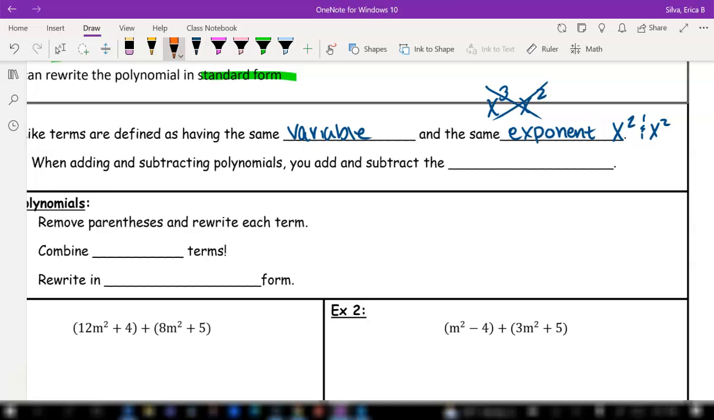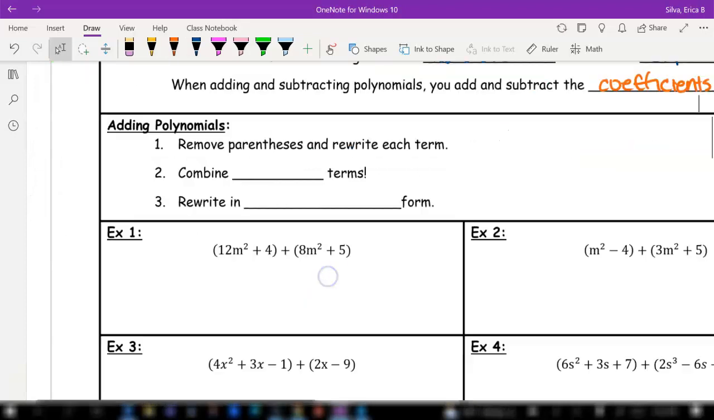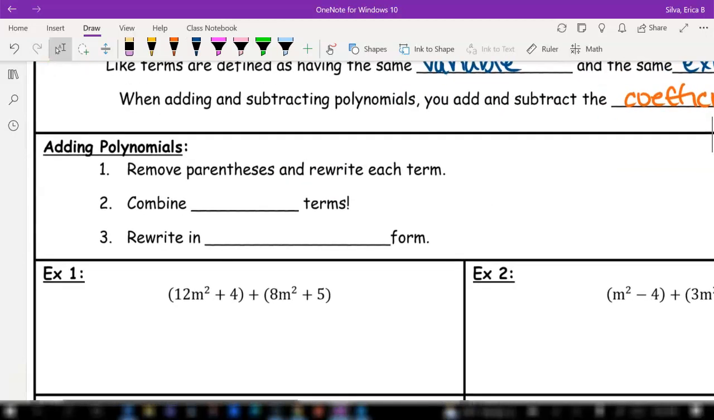When adding and subtracting polynomials, you add and subtract the coefficients only. So when we are adding polynomials, if there's a plus sign in between the two groups that we're adding, then that means we can just drop the parentheses or remove them, and then we can combine like terms. After we combine like terms, we write it in standard form.